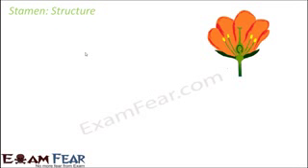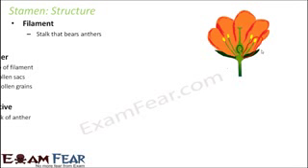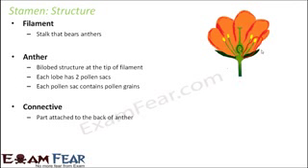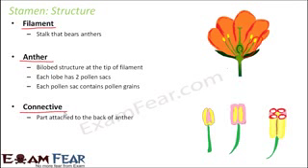So let us start with the structure of the stamen. Now when I say stamen, I am talking about each individual stamen. So let us see what is there in this stamen. Now the stamen can be broadly divided into three parts. So the first part that we talk about is the filament. Filament, normally also filament means a tube-like structure. So it is the stalk that bears the anthers. So what is anther? So the three parts are filament, anther and connective. So these are the three parts of the stamen.